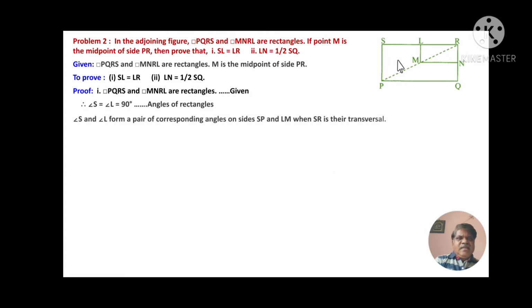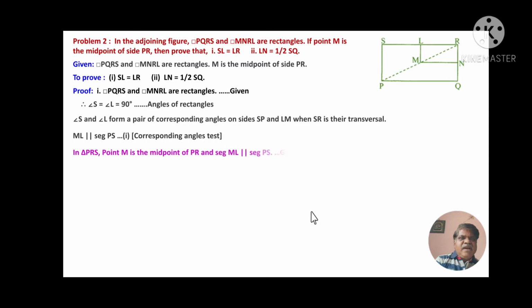Therefore, angles S and L form corresponding angles on sides SP and LM, with SR as their transversal. Therefore, ML is parallel to PS, by the corresponding angle test. Since angles S and L are congruent, LM is parallel to SP.